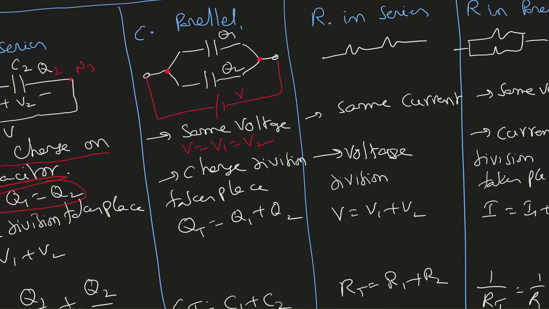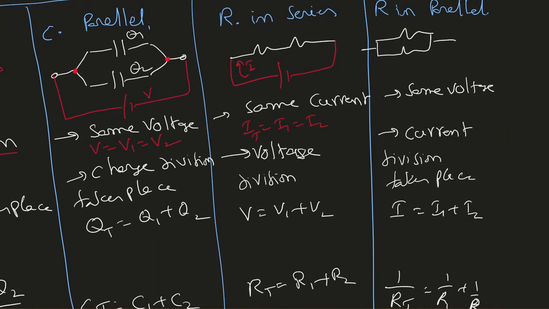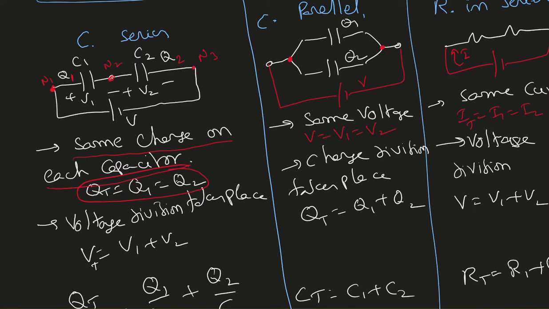Whereas in resistors, we know that if resistors are in series, the current is the same in both resistors. So same current: I total equal to I1 equal to I2. Whereas when resistors are in parallel, voltage is the same. V total equal to V1 equal to V2. I just want to compare resistors with capacitors so you know the difference, and you will see at the end, there is a big difference.